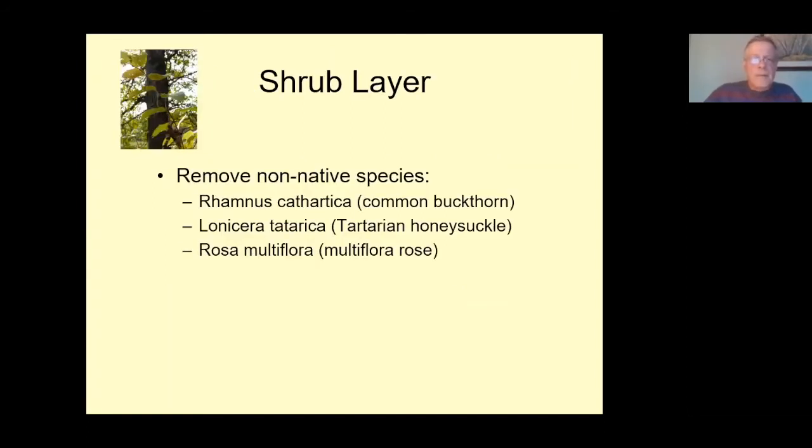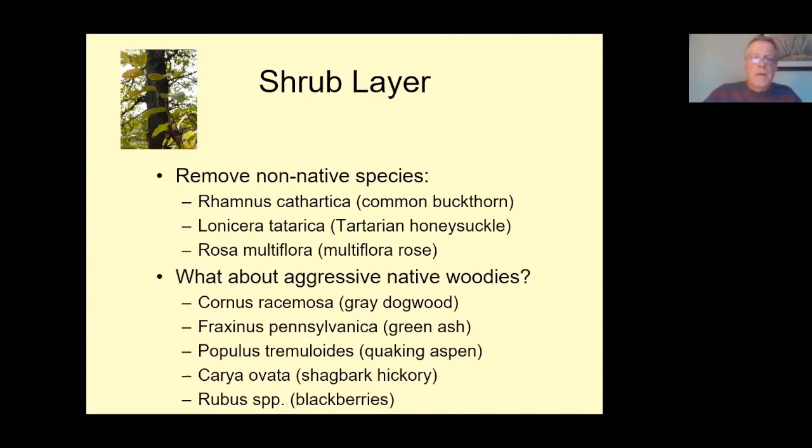In the shrub layer, the 3 non-native invasive shrubs I mentioned, buckthorn, honeysuckle, and multiflora rose, should be eliminated. There are also some aggressive native woody plants that could be thinned out, or perhaps with more frequent fire, they could be adequately controlled.